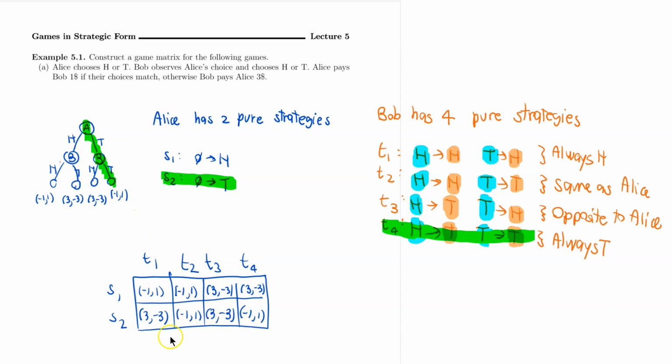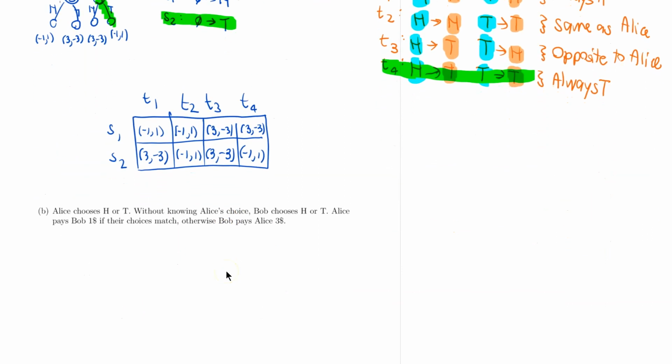So this is going to be the same game that we have here, but instead of writing it as a tree, we will write it as a matrix. Like I said earlier, in this strategic form, we don't really care what is going on within the game. We only care what strategies Alice used and what strategies Bob used and what is the outcome of the game. Now let's look at the last example here.